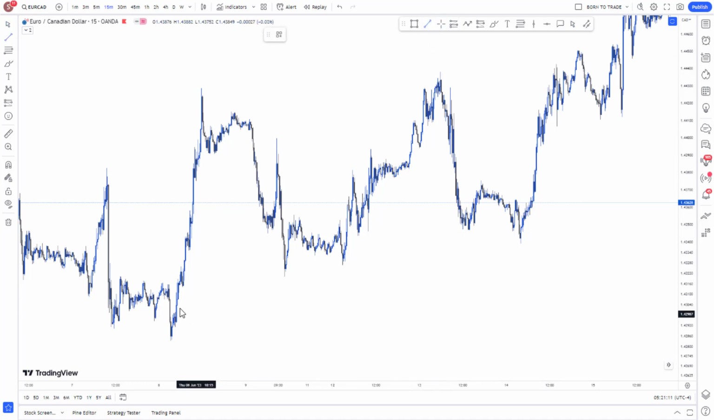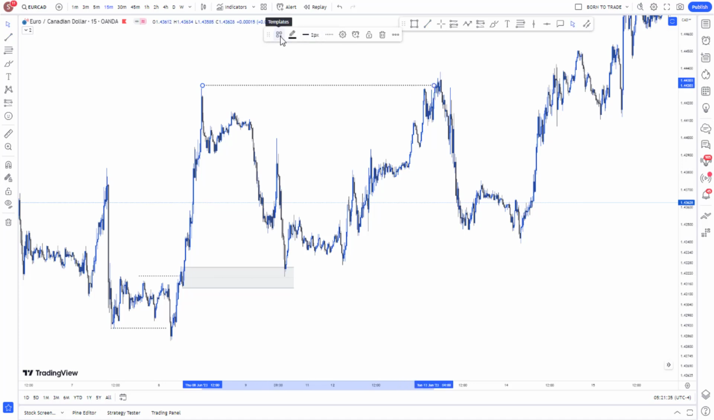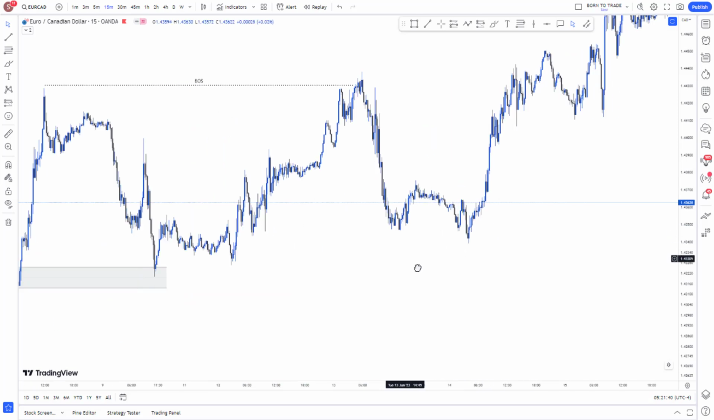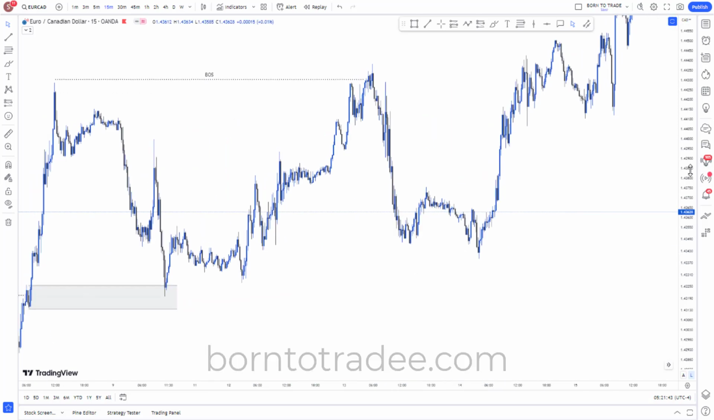Let's say we have a market structure shift right here, because what you can see is that we have a break of structure to the downside right here, and price retraced to the downside to mitigate a zone over here. After price mitigates the zone, we see a continuation to the upside, that break structure over here. We see price moving to the upside, and we have a valid break of structure right here. So I'm going to zoom in this area because this is the area we'll be looking to trade from.